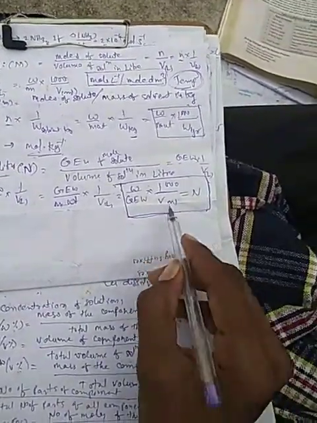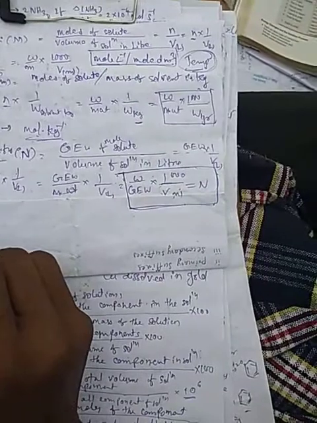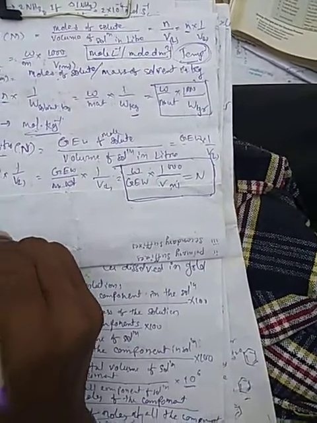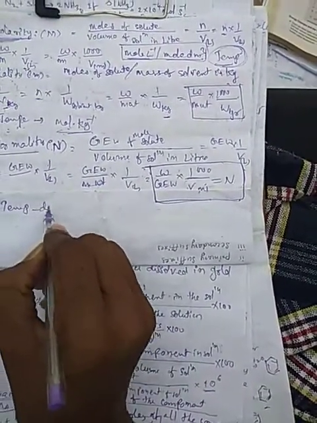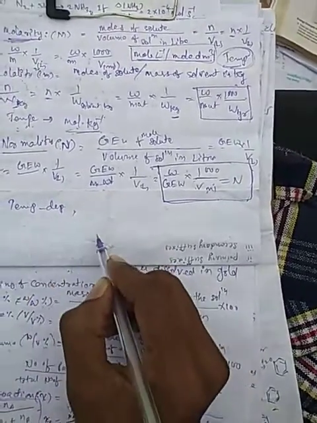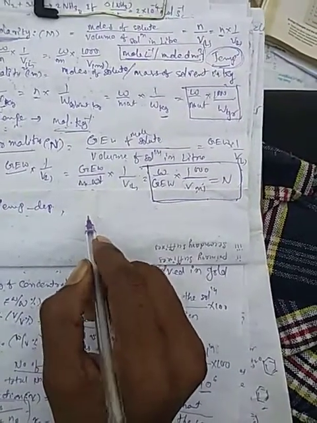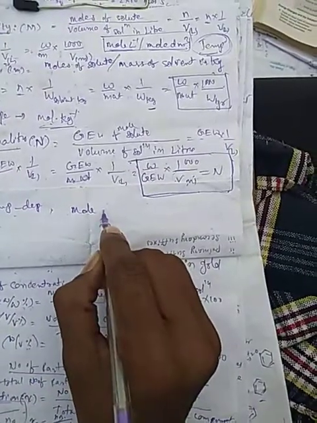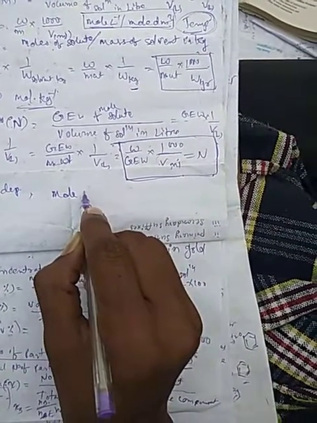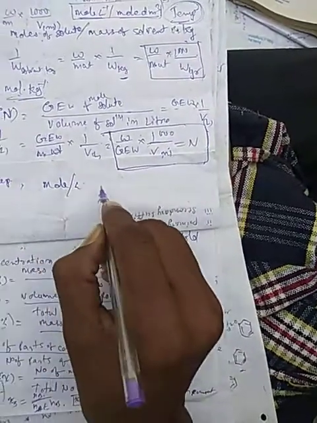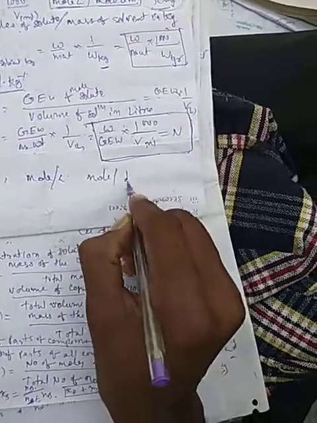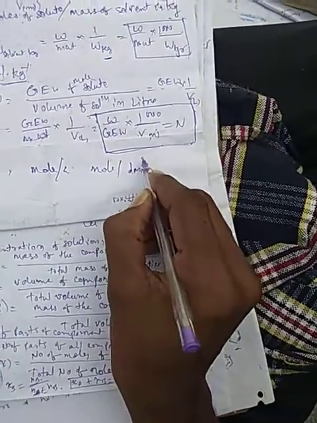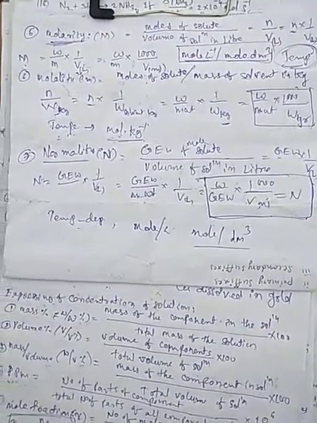In this also volume is present, so it is temperature dependent. The units of normality: we can write equivalents per liter, or equivalents per decimeter cube.